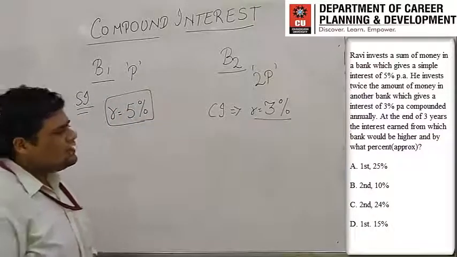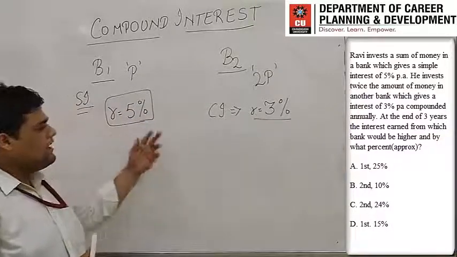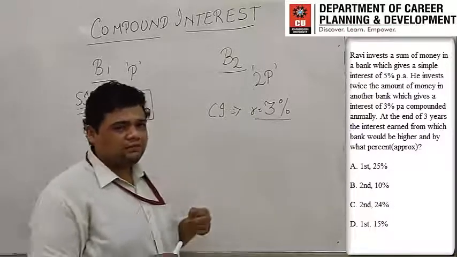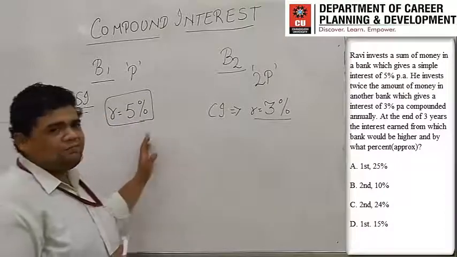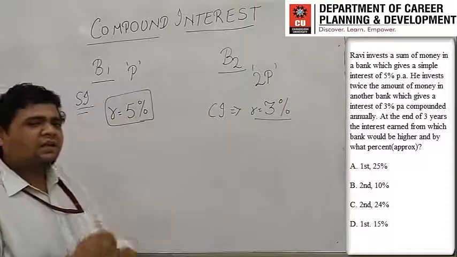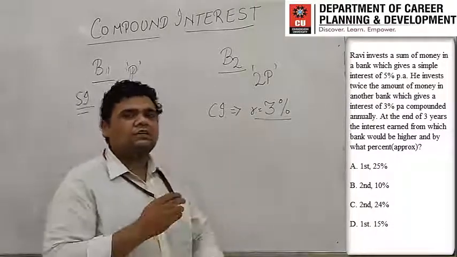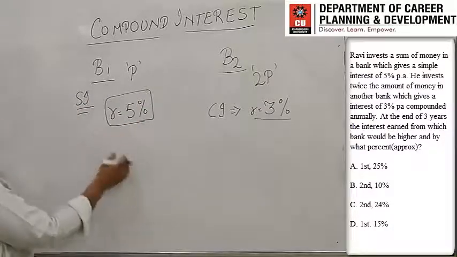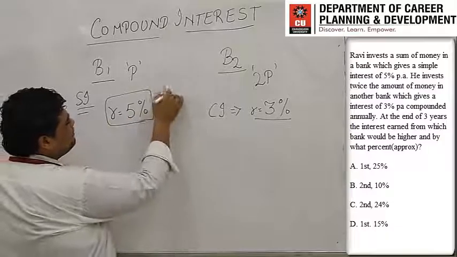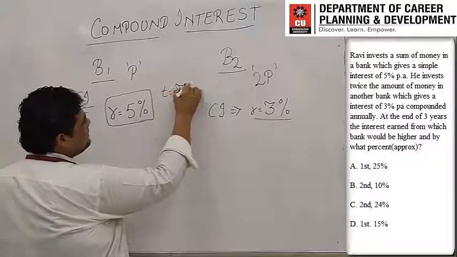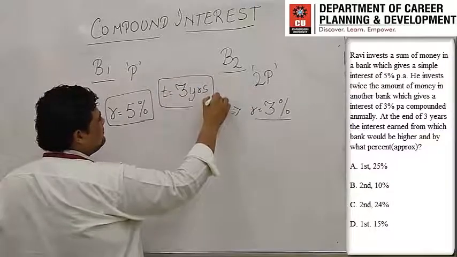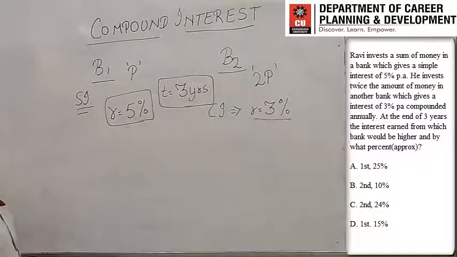This is our question. Now we have to tell in which bank we have higher interest and by how much percent. Firstly, we have to find which bank will have the higher interest. Then we have to find by how much percent that interest is higher than the other bank. In both the cases, time given is 3 years, as mentioned in the question. Time is not changed.